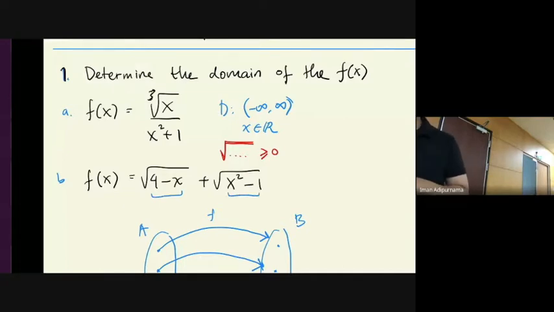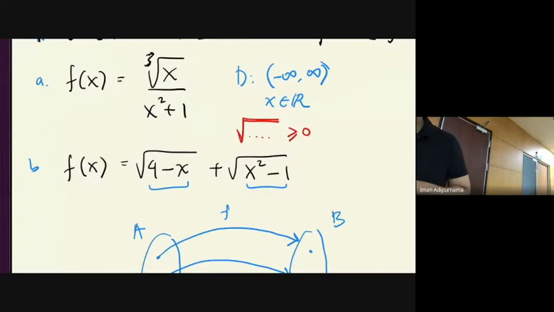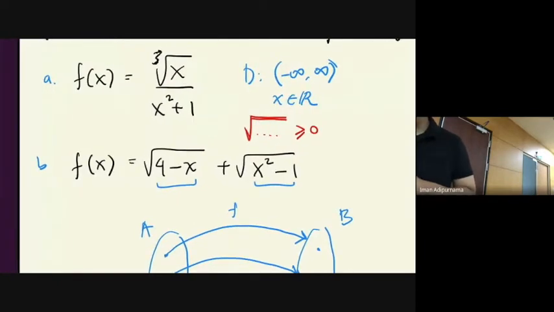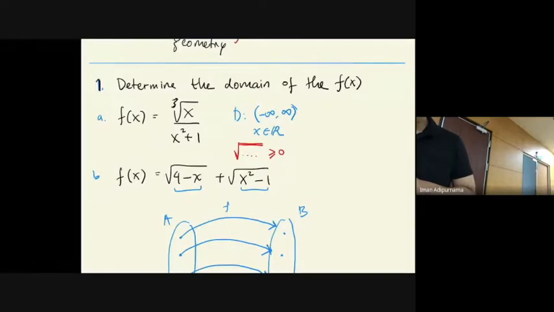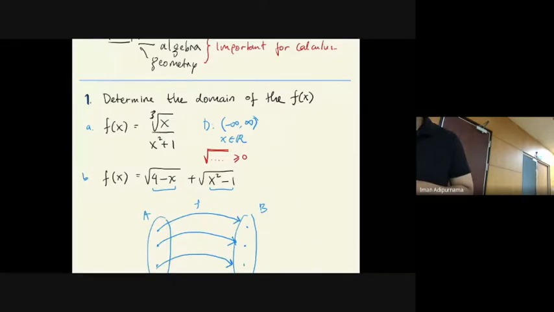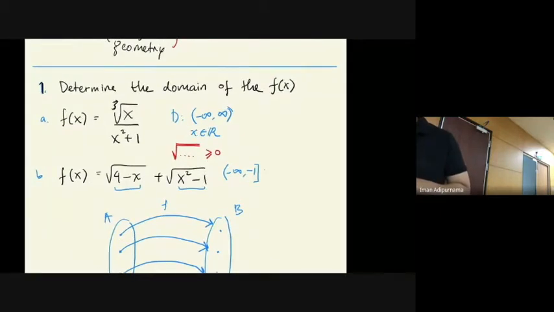So for 4 minus x, you can have 4, right? And for x squared, you can also have 1. So I can write this as from negative infinity until negative 1, and negative 1 is included because it makes 0 inside the square root, and from 1 to 4.